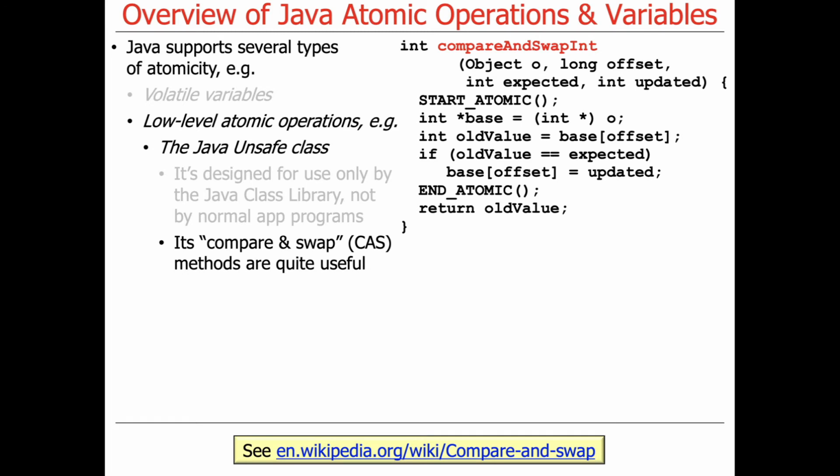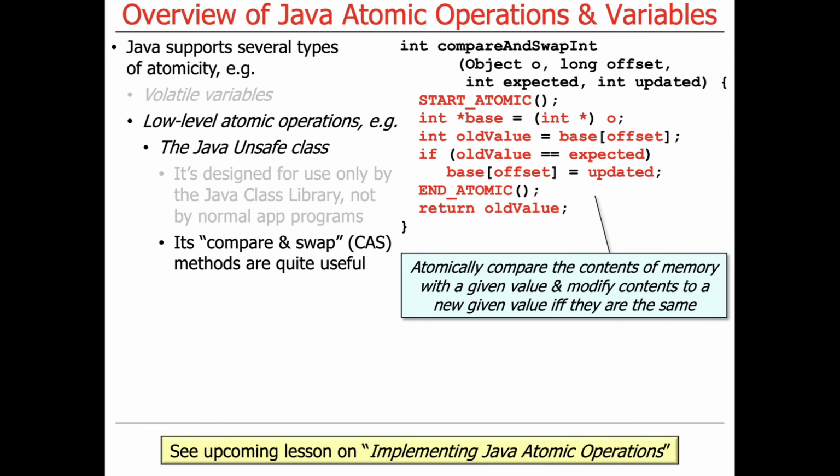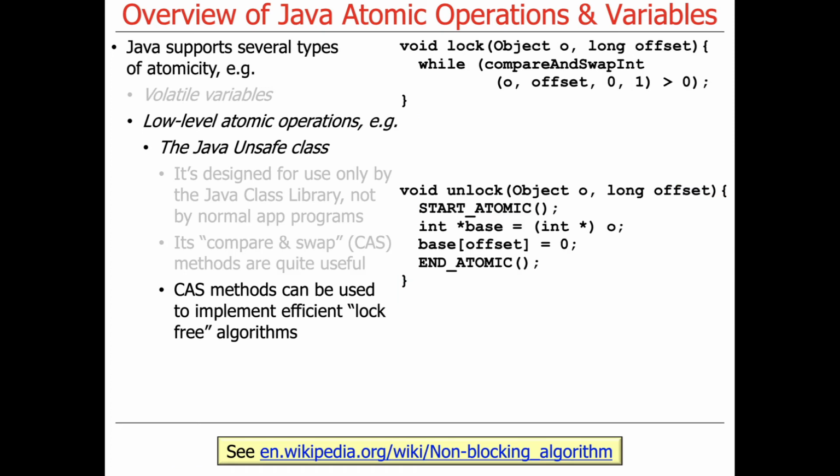In particular, the compare and swap methods in the unsafe class do some really cool things. We will talk a lot about that later. I'll explain how they're implemented. Don't worry about the details now. Basically, what this does is it allows us to atomically compare the contents of memory with a given value and modify those contents to a new given value, if and only if they're the same. We'll come back and talk about that later.